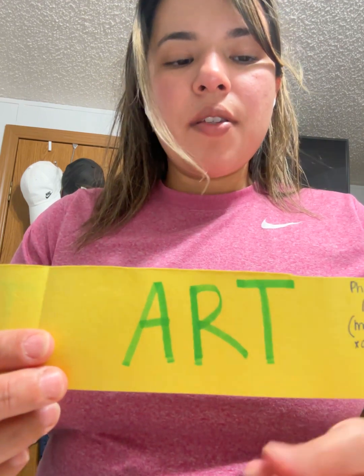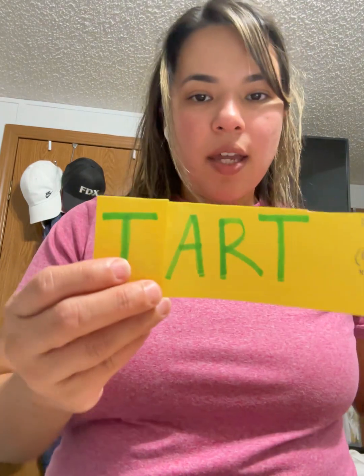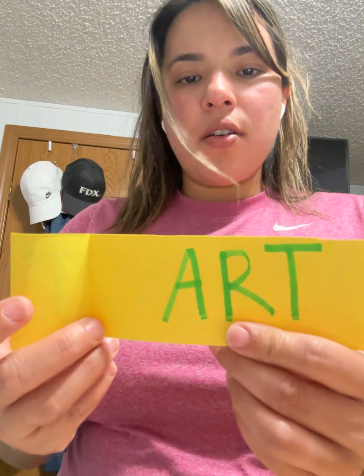Here we have the word art. So this is another demonstration that with phoneme addition you can add in the beginning or in the end. This we're adding in the beginning. We're adding the t sound. T, art, tart. We added the t sound to art.